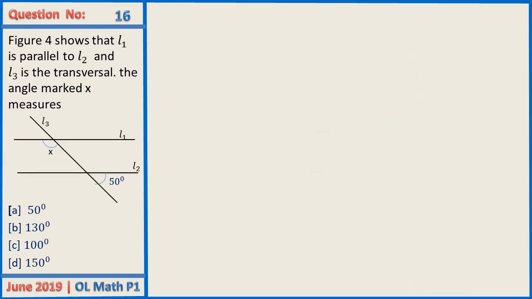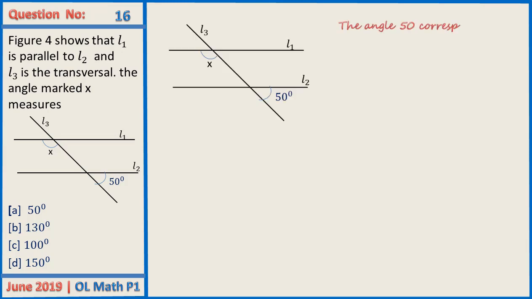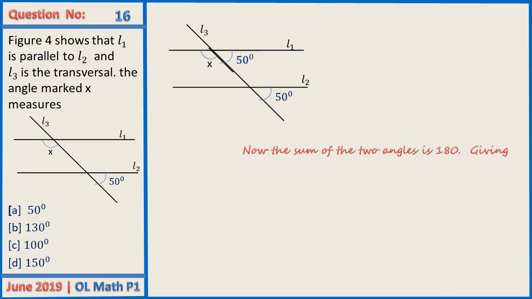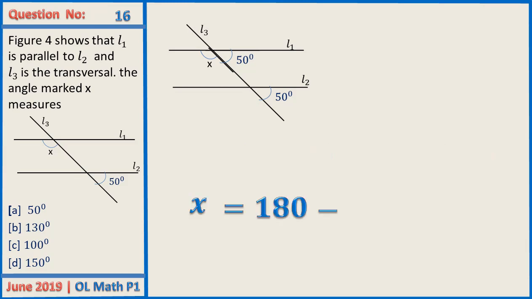Question 16. Figure 4 shows line 1 parallel to line 2 and line 3 is a transversal. The angle marked X is, so the angle 50 corresponds to this angle which is shown on screen, 50. And the sum of the two angles is 180, giving us X equal to 180 minus 50, giving us 130. So the angle X is 130 degrees. The key here is B.